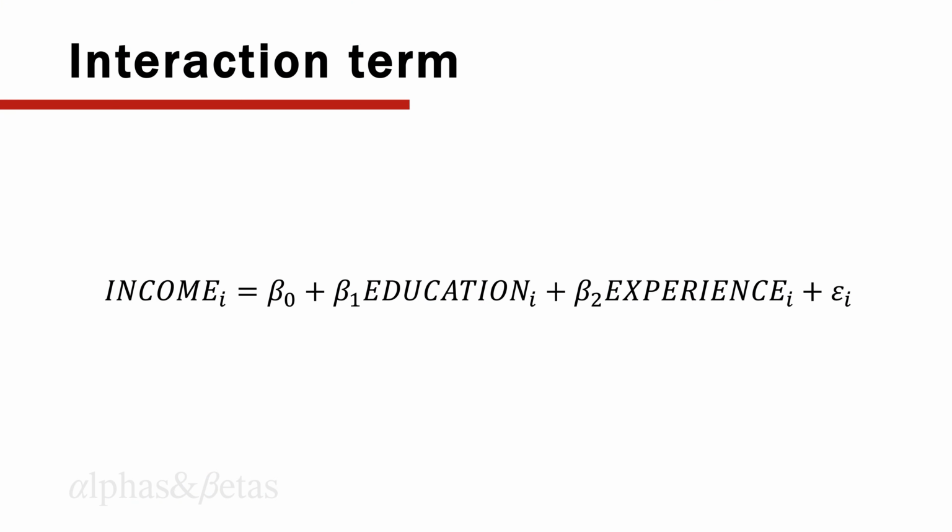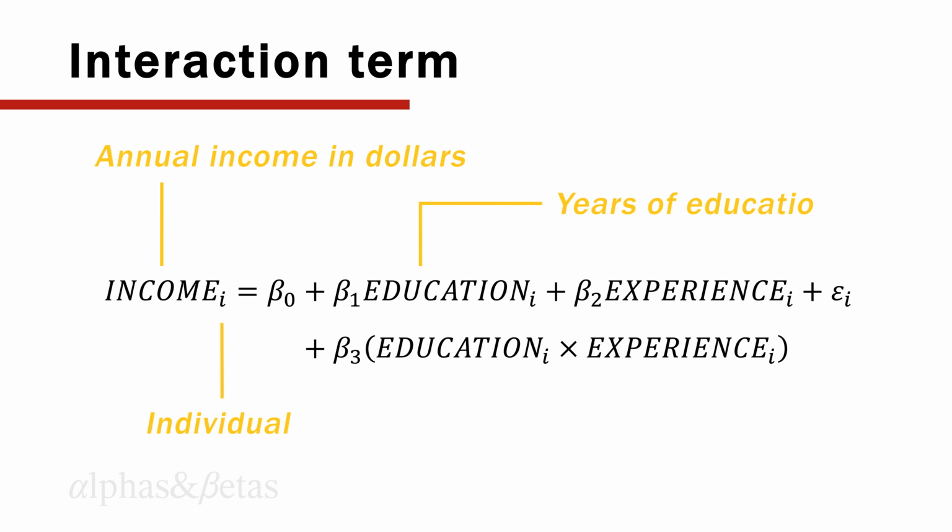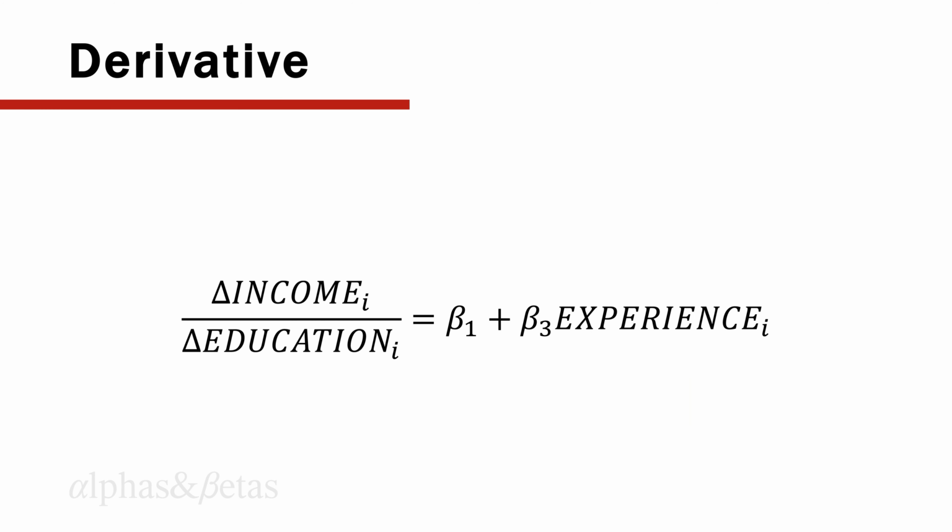The same issue arises when the model includes an interaction term. For each individual i, income is their annual income in dollars, education is their number of years of education, experience is their number of years of experience, and epsilon is the error. This is the partial derivative. The effect of an additional year of education depends on the number of years of work experience.